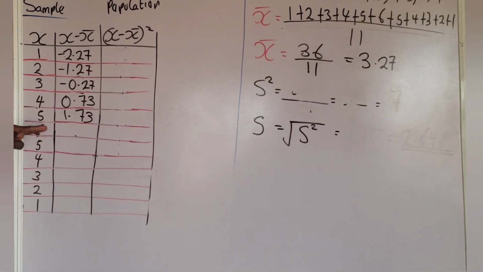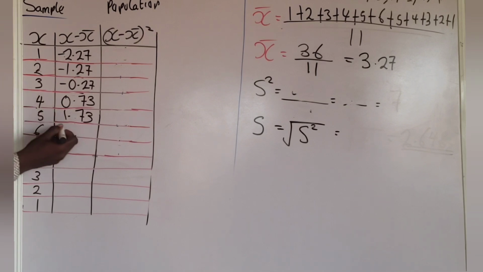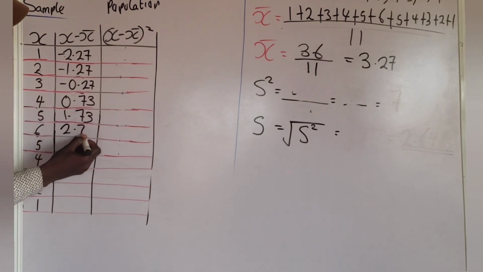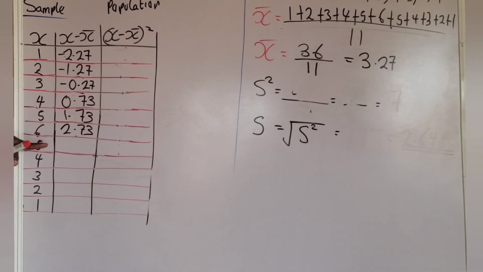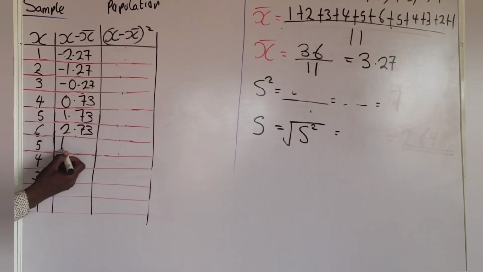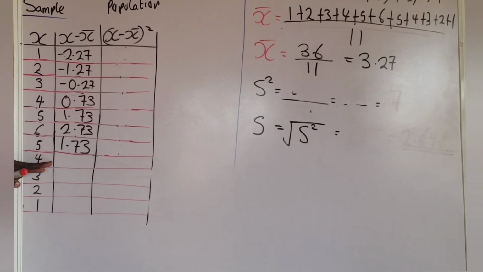So here for this, I'm going to have 6 minus 3.27. That will be 2.73. Okay. 5 minus 3.27, that is 1.73. For this, 4 minus 3.27, that is 0.73.